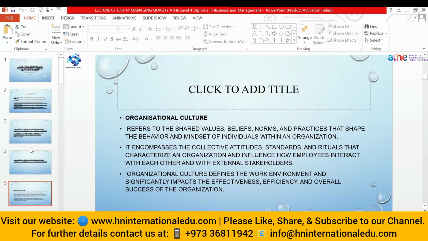Organizational culture defines the work environment and significantly impacts the effectiveness, efficiency, and overall success of the organization. So, whenever we talk about organizational culture, we have to keep in mind there will be employees and there are going to be stakeholders and shareholders both, and with that, we are going to work more effectively and efficiently. That is, working smart with less wastage of the products as well.